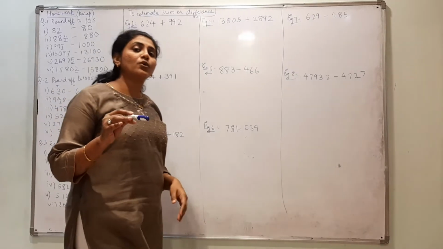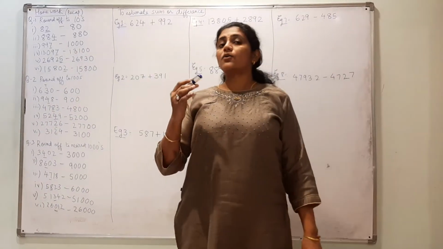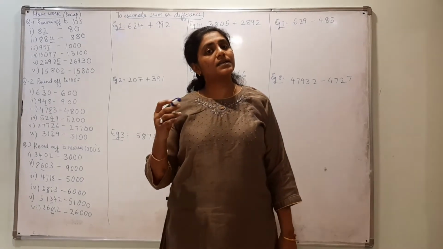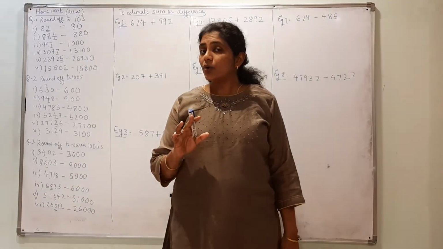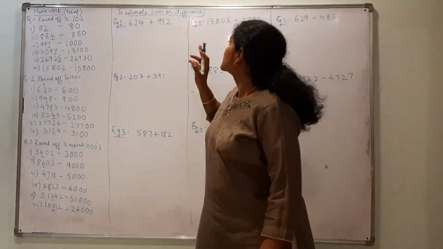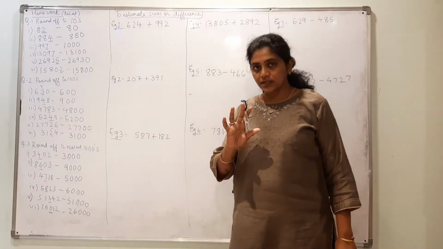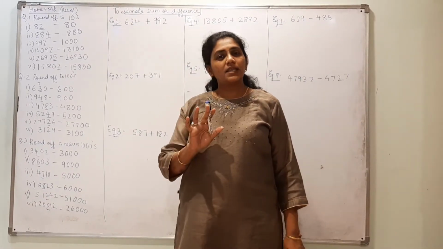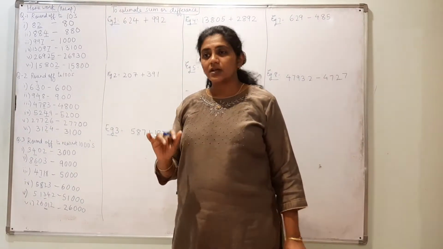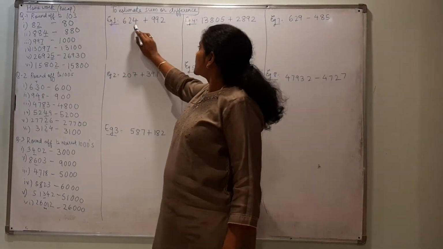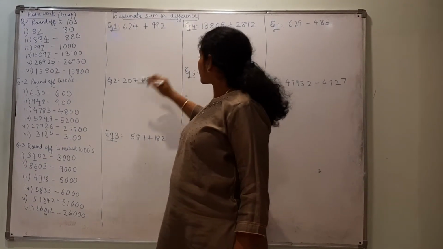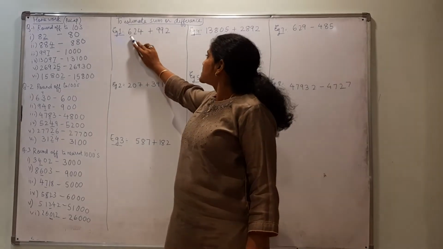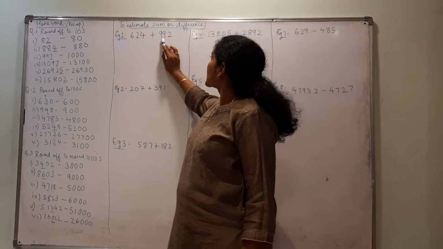Now up till now you have estimated or rounded off the number to nearest tens, hundreds and thousands. Now you have to round off the sum or difference. For estimating this sum or difference, there is no general rule. Now I am discussing 8 examples. First example, 624 plus 992.